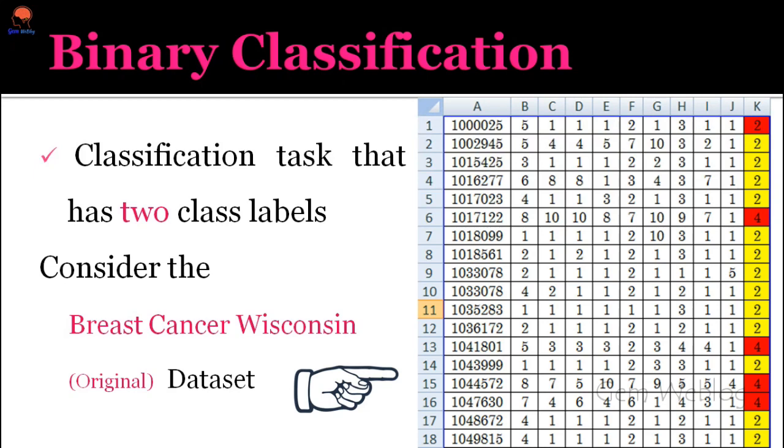What is meant by binary classification? Binary classification is a classification task that has two class labels. Consider the breast cancer dataset which is shown on the right hand side. It has two class labels, 2 and 4. So it belongs to a binary classification problem.